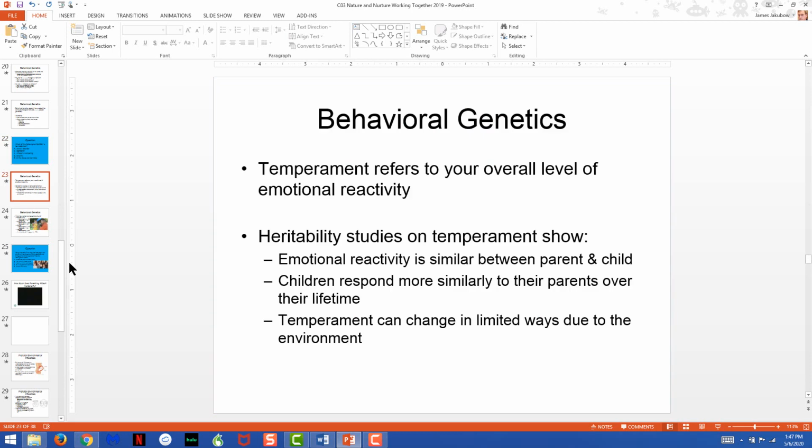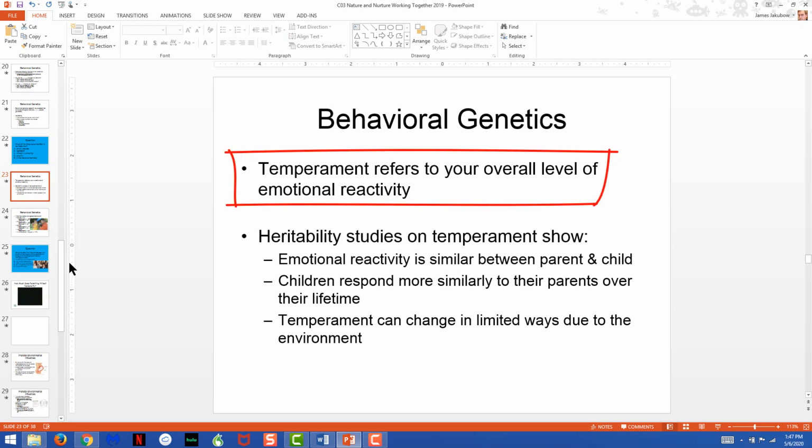Now, when we talk about temperament, as we've seen on the previous slide, temperament refers to your overall level of emotional reactivity. Now, what temperament means is some people will change their emotional state very rapidly during the course of the day, and other people will have very consistent patterns of an emotional state. So, for example, some people will become very happy when something good happens and then very sad 5 minutes later. And then happy again 5 minutes after that when something else good happens. So their emotional states fluctuate wildly over the course of the day.